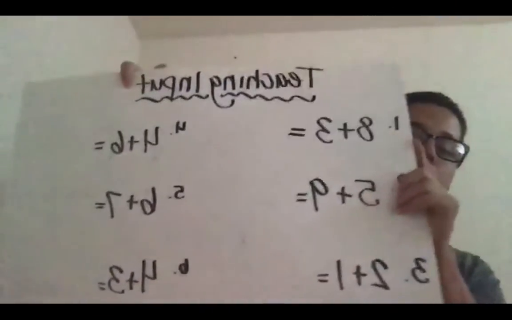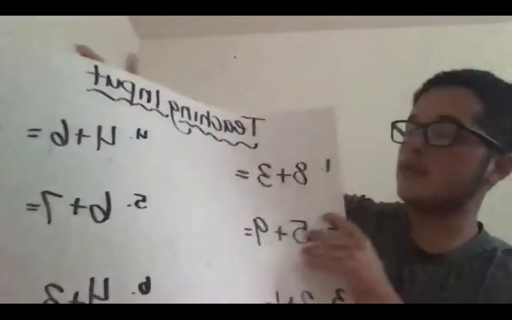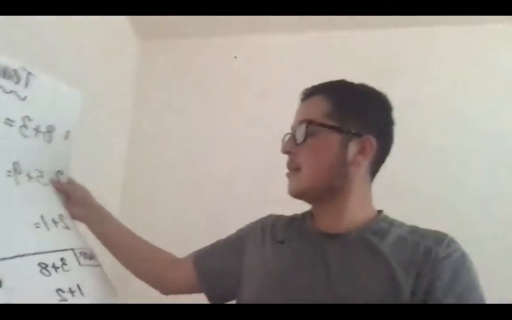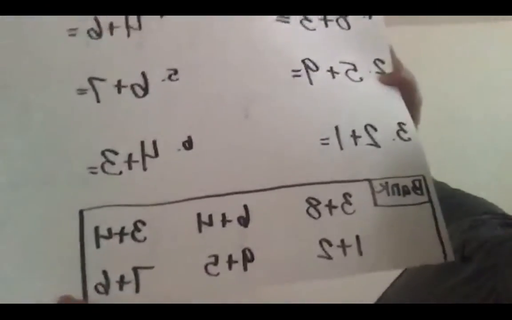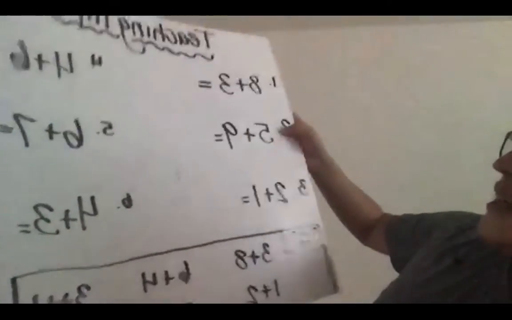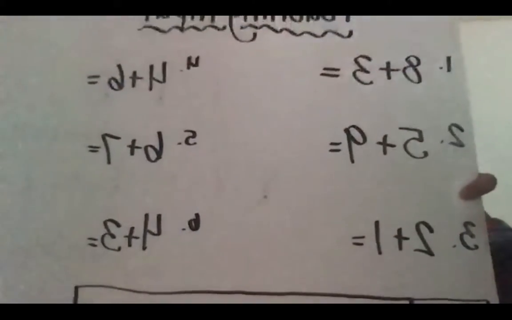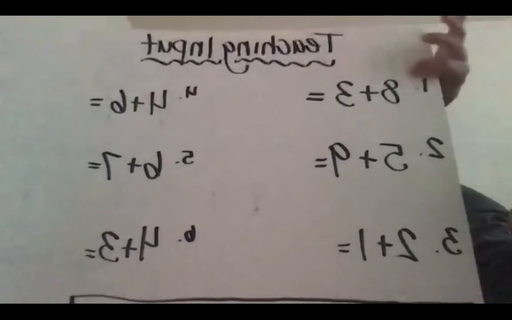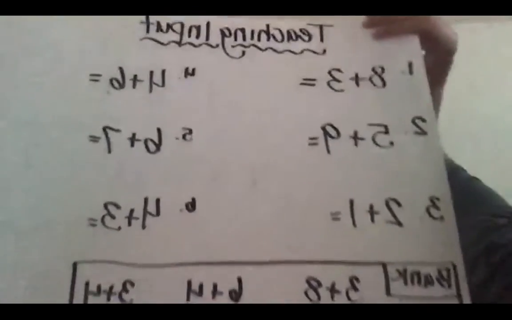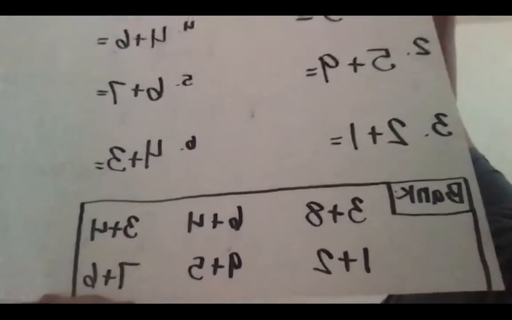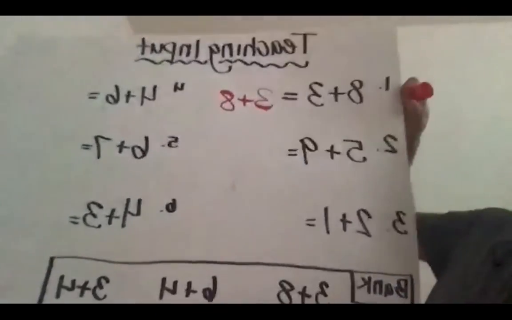So now we're gonna do some fill-ins, okay? I have these problems, and we have a little bank at the bottom, okay? The commutative property says that any two numbers can be flipped and it'll equal the same thing, right? So we're gonna look at number 1. Number 1 is 8 plus 3. Which of these would be the same thing? 3 plus 8. 3 plus 8, exactly. So we're gonna put 3 plus 8. Okay, good.